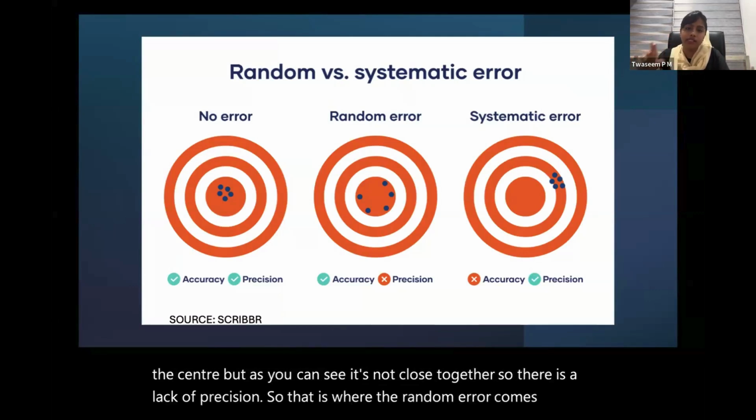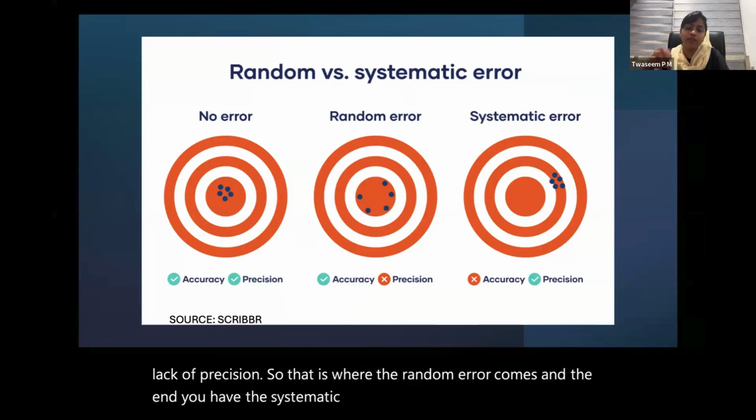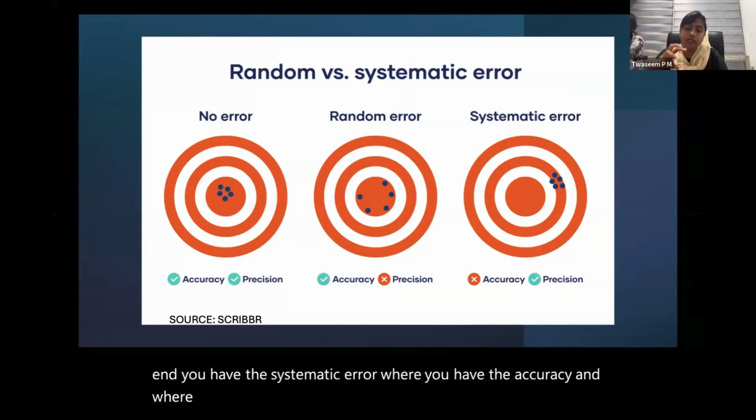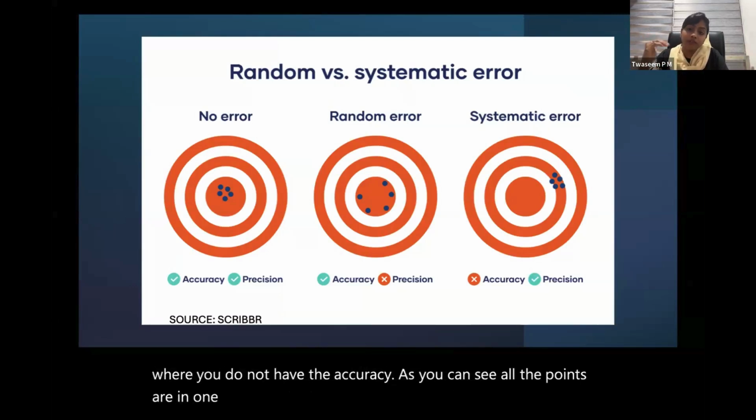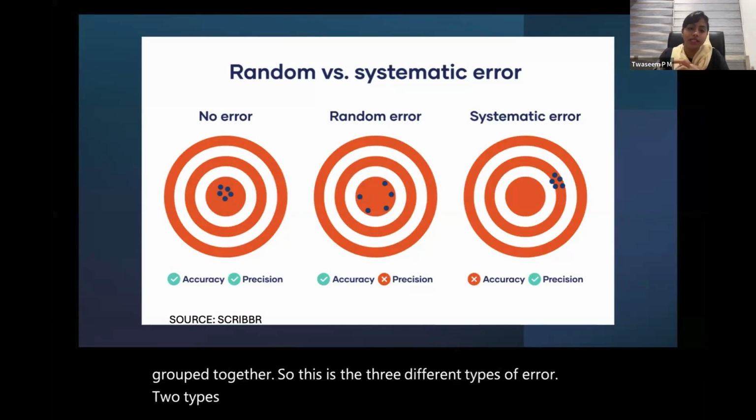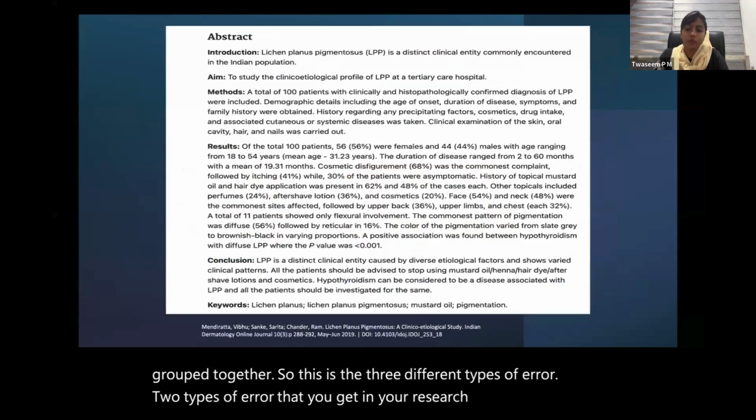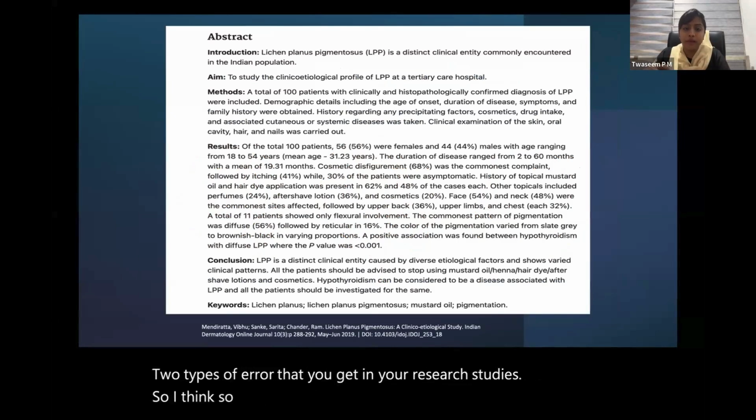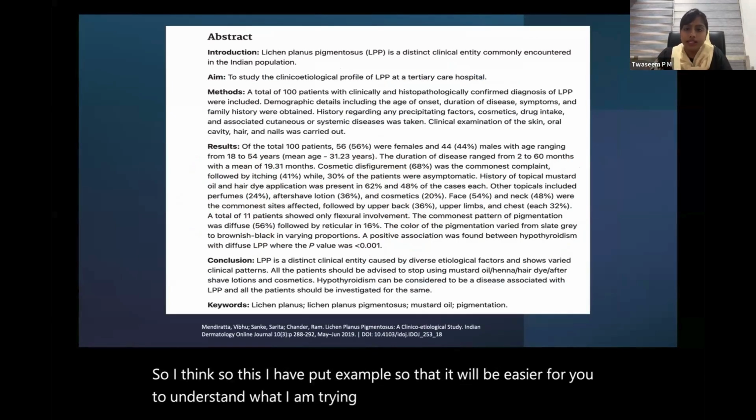And then you have the systematic error, where you have precision but you don't have accuracy. As you can see, all the points are at one end, but you have precision because they are grouped together. So these are the different types of error, two types of error, that you get in your research studies. I have put in examples so that it'll be easier for you to understand what I'm trying to tell. So let's look at the study.